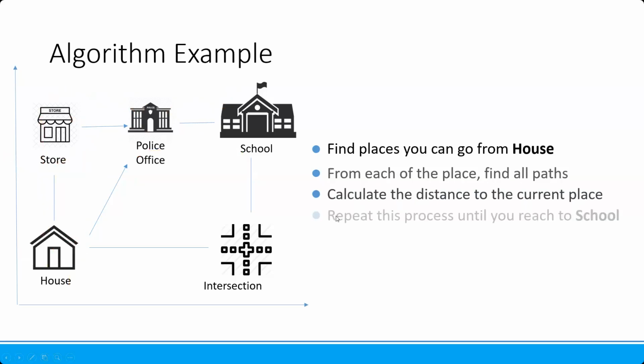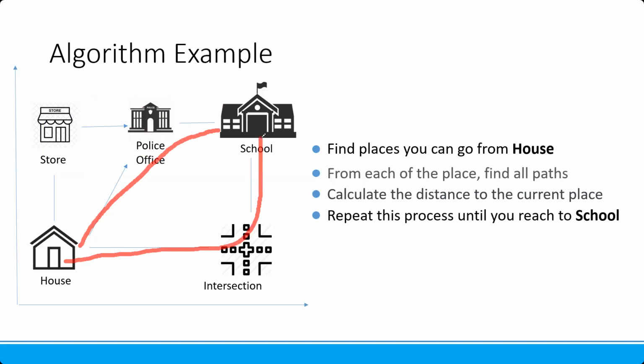I can have another alternative. Repeat this process until you reach the school. So you can go from house to school via police office, and then again, you can calculate the total distance. You can go from house to school via intersection, and again, you can calculate the distance.